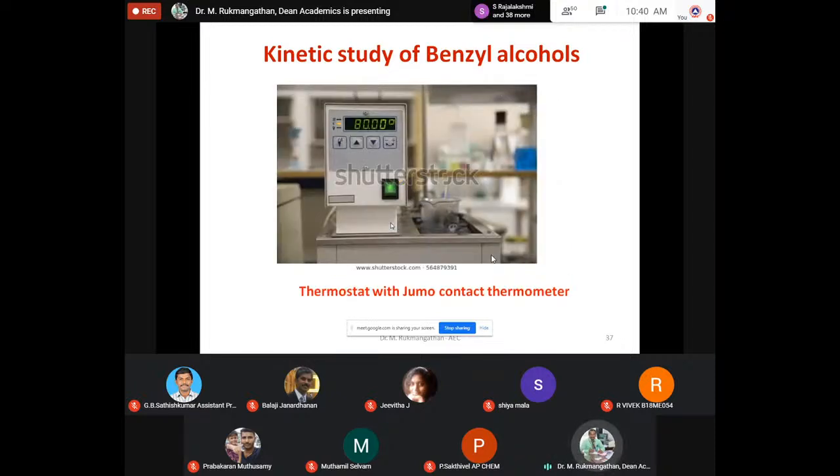This one is the thermostat, which is having the bath in it. In the bath, we can put the reaction mixture vessel in order to maintain the desired temperature.